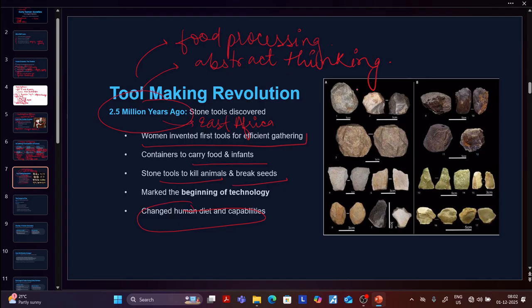You must first recognize which stones are suitable for tool manufacture. You must imagine the finished tool before it exists. You must plan a sequence of strikes to achieve that form. You must execute that plan with precision and judgment. This is not instinctive behavior, it's learned, planned, abstract reasoning. Tool making reflects emerging human cognition.